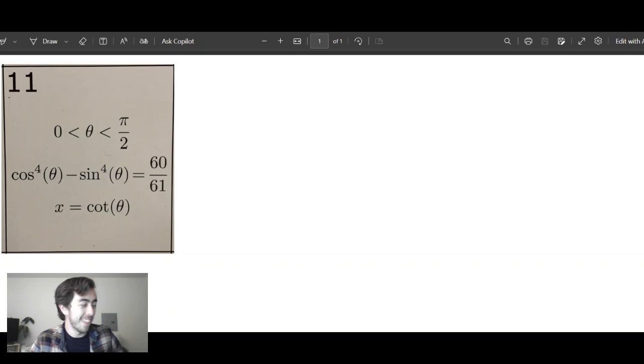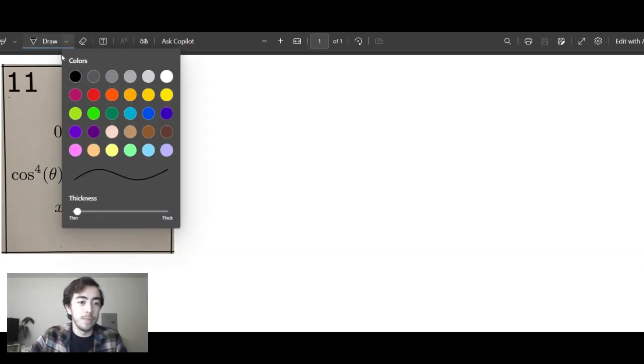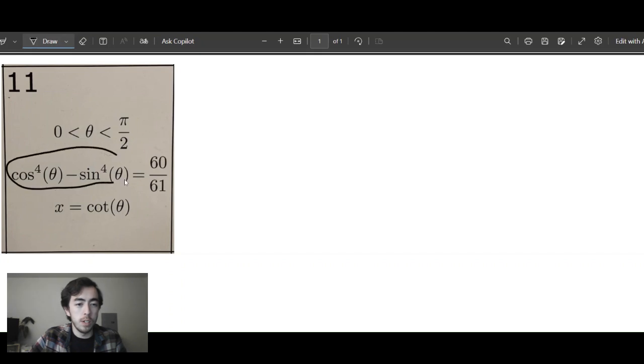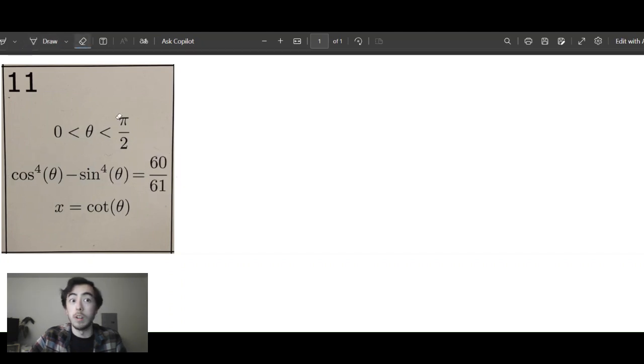Today is April 11th, and we have problem number 101 from this Daily Epsilon calendar to solve today. And the answer is 11. Looks like we have this theta right here, which is between 0 and pi over 2, I'm assuming radians. And when we plug it into this equation, we get 60 over 61. And then finally, when we figure out what this theta is, we can plug it into the cotangent function and get 11, supposedly.